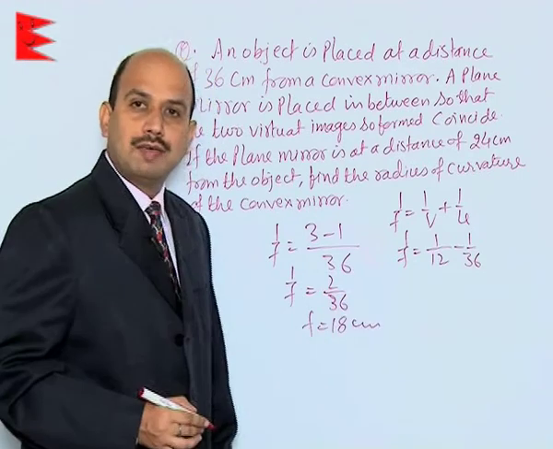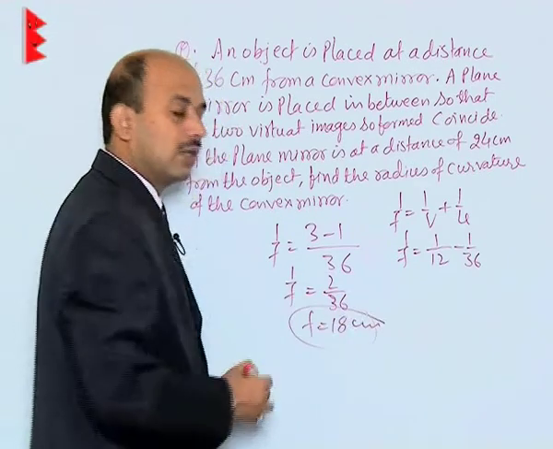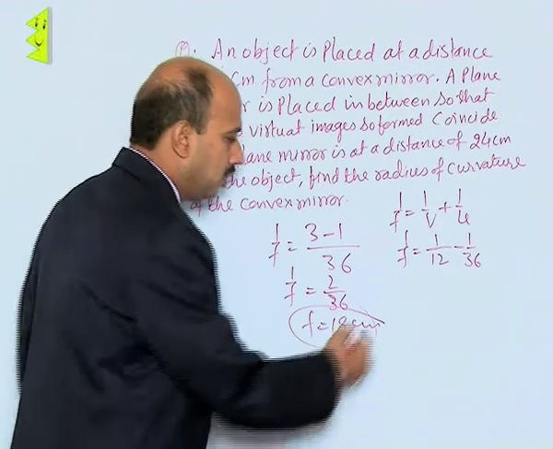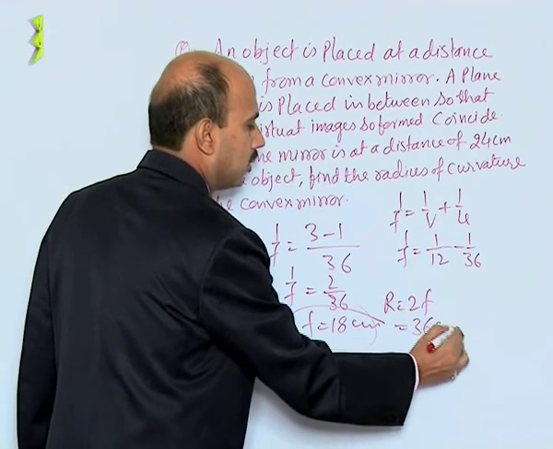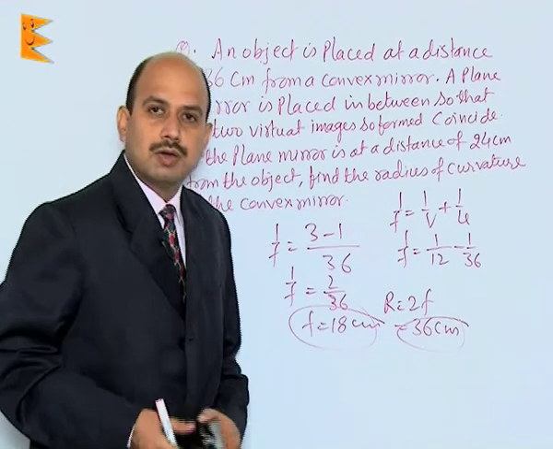So if we have got f equal to 18 centimeter, now the radius of curvature is twice the focal length. So we can write r is equal to 2f, that is 36 centimeter. So this is the radius of curvature of the convex mirror.